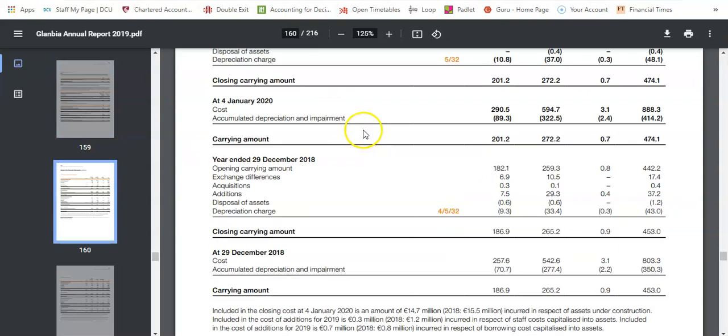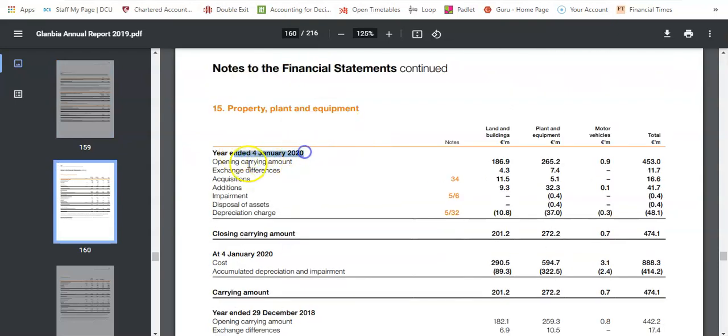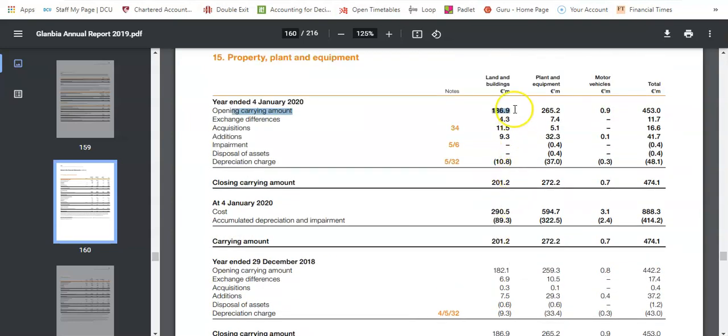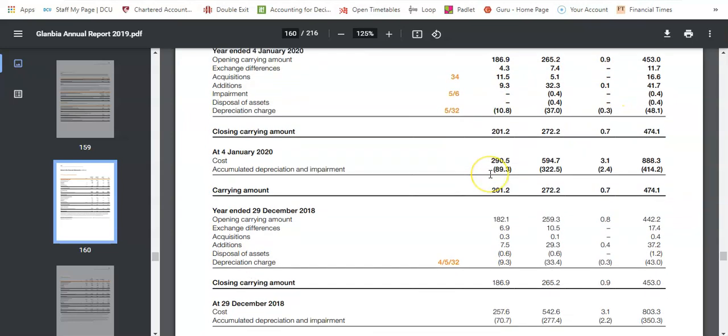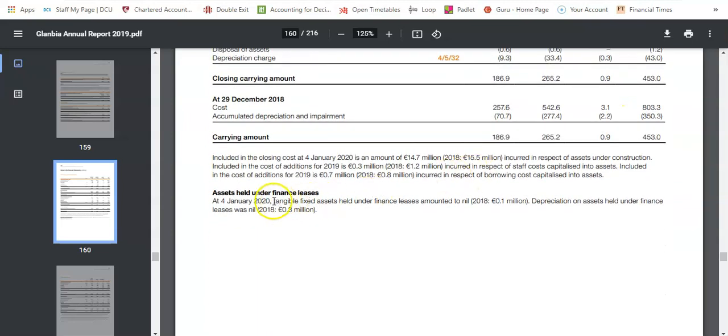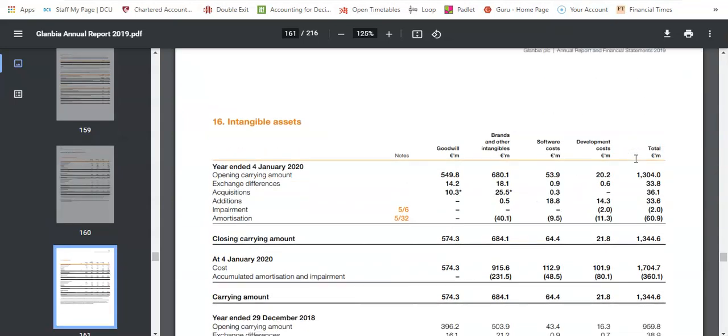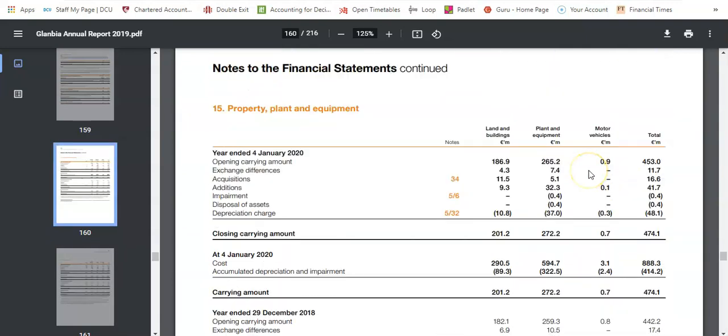So note 15 there, you see the breakdown: the year ended, the opening amount, all the additions, disposals, impairments, depreciation, and the closing amount. So it reconciles, for example, land and buildings, property, plant and equipment; each class of asset has to be given a reconciliation. Then you disclose down the bottom anything held under finance leases or under construction as well. So there are plenty of key disclosures there, and that table is quite common in property, plant and equipment.